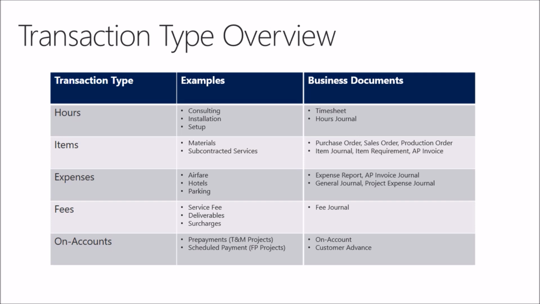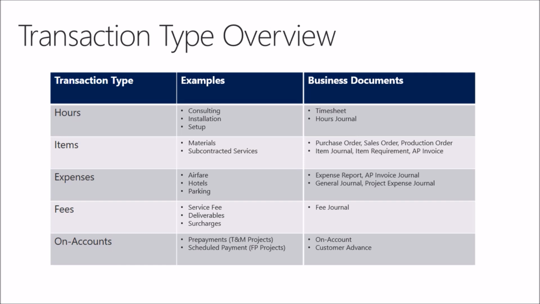And then if you're going to post items in the system, it's basically any document that requires an item number. So I should clarify that any document that requires an item number and is integrated with the project module. So a purchase order, a sales order, a production order, item journal, an item requirement journal, or not journal, just an item requirement, which is basically like a sales order, and AP invoice.